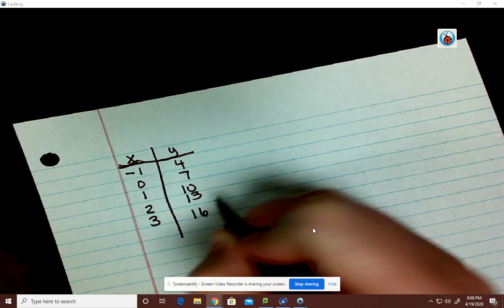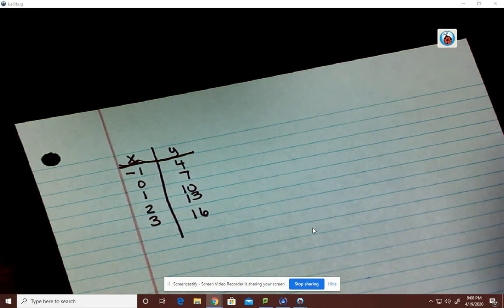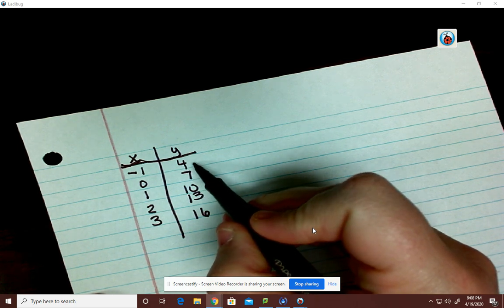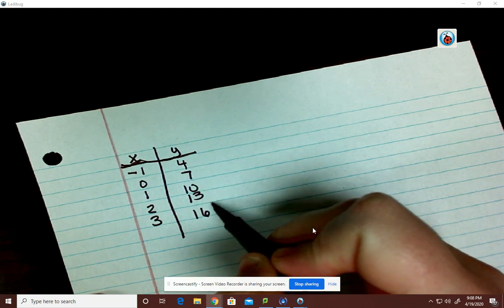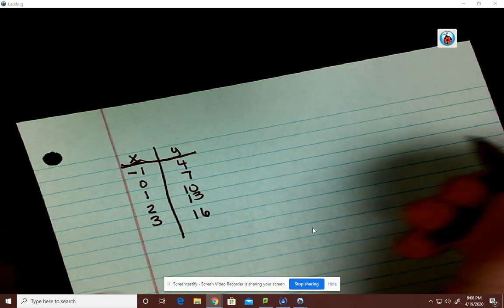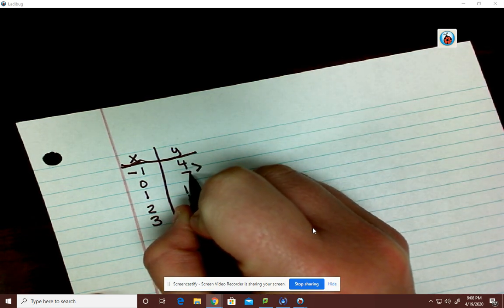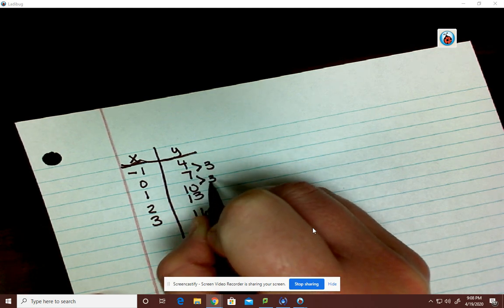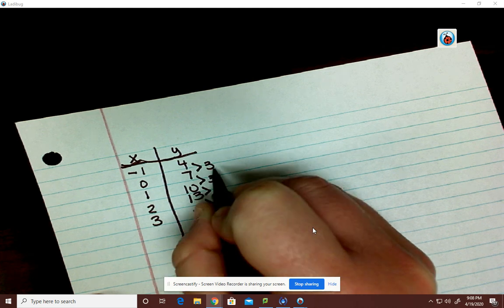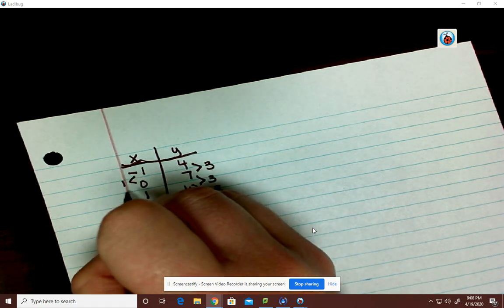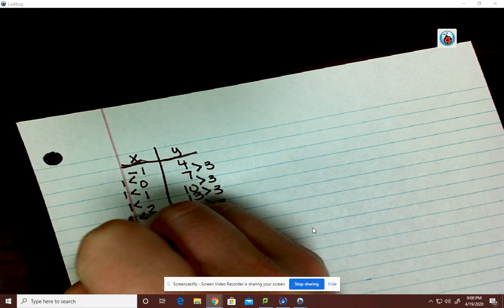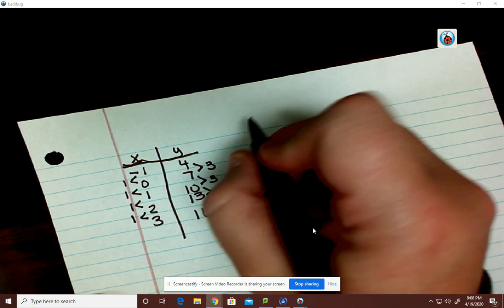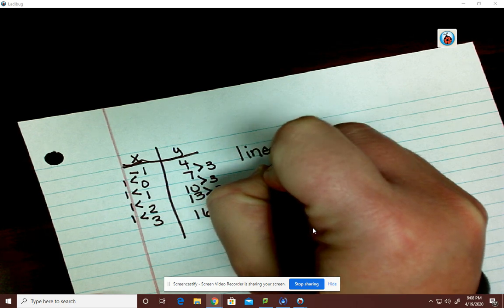All right, so we're going to look. With linear, the constant rate of change, that slope, is what we're adding by. This difference has to be the same. So the difference here from 4 to 7 is 3. The difference from 7 to 10 is 3. So this difference is the same, while this difference is the same. We're going up by 1 each time. So that would be a rate of change of 3 over 1. So this one would be linear.